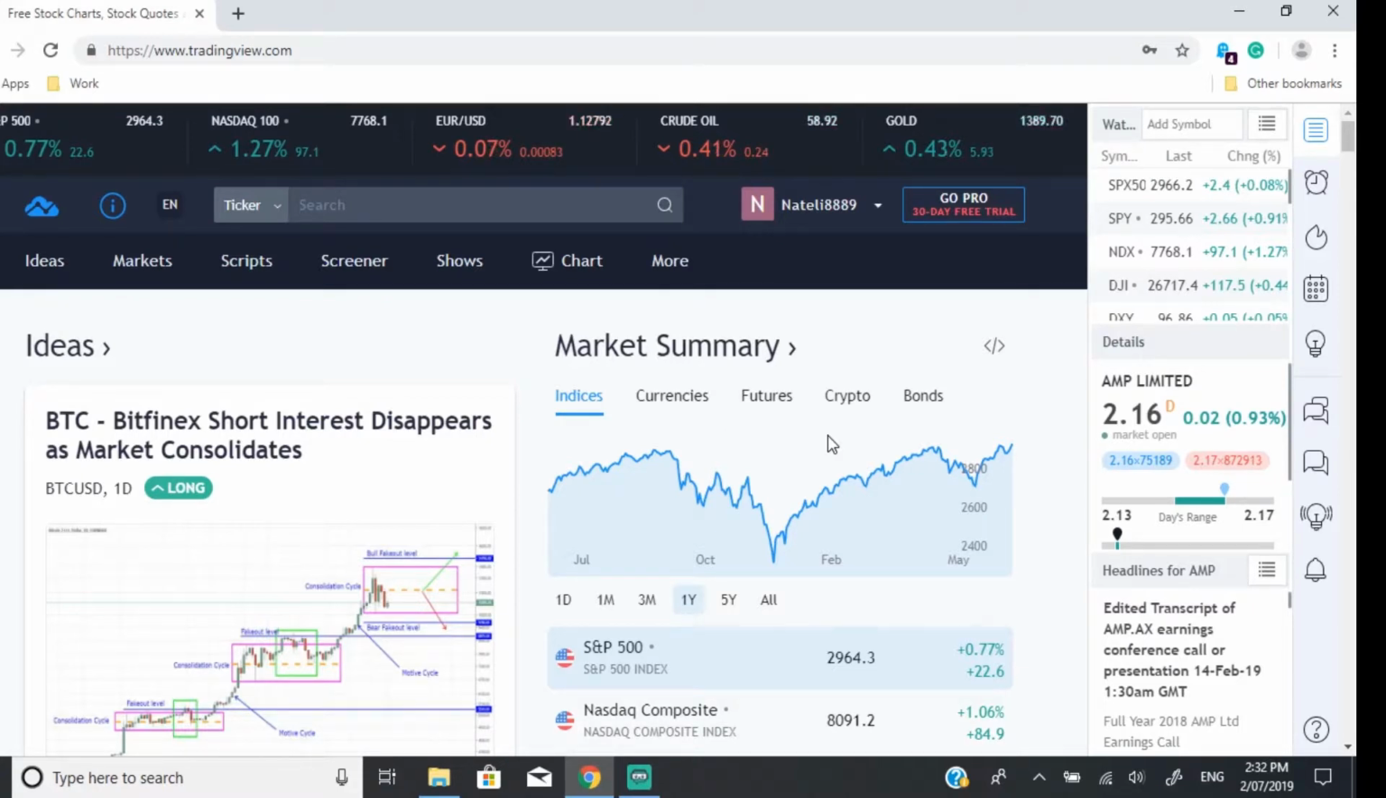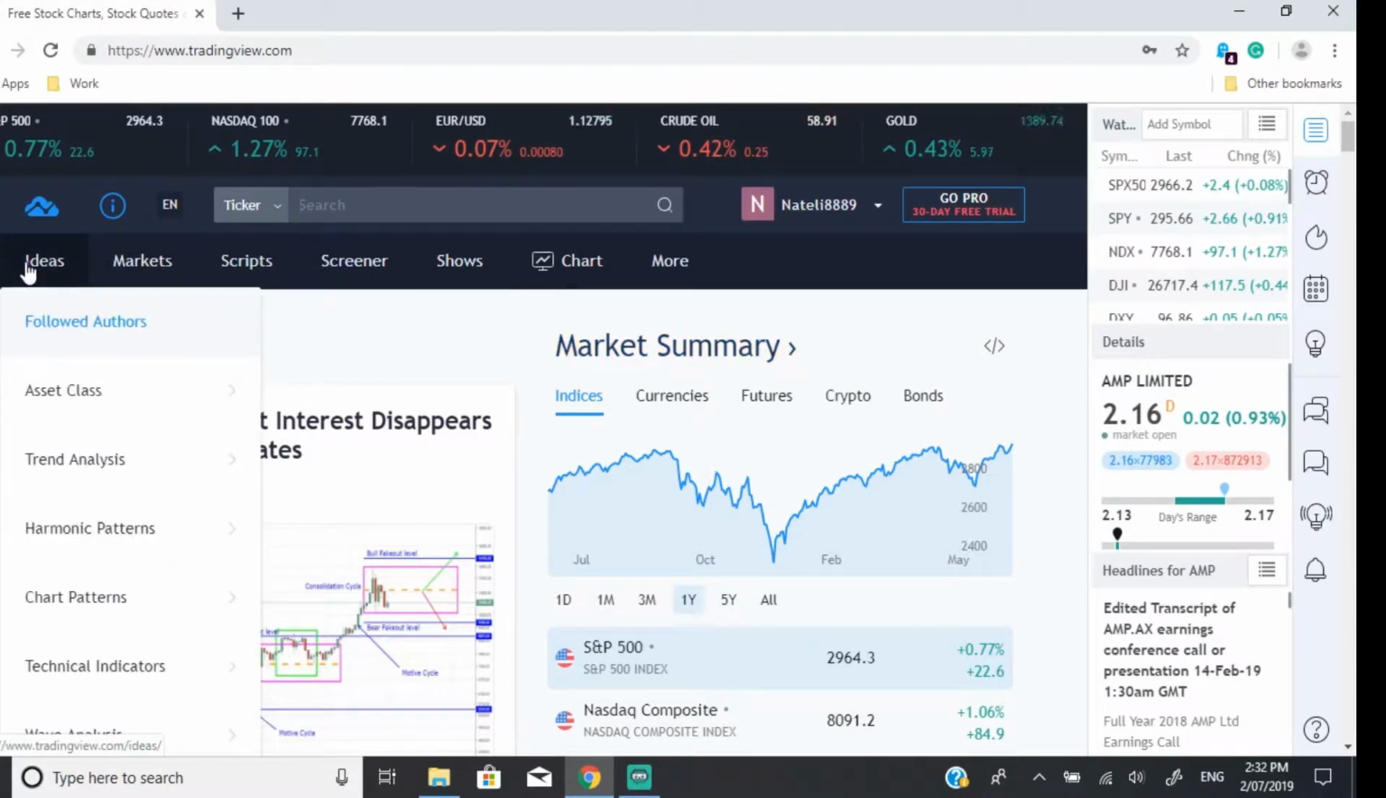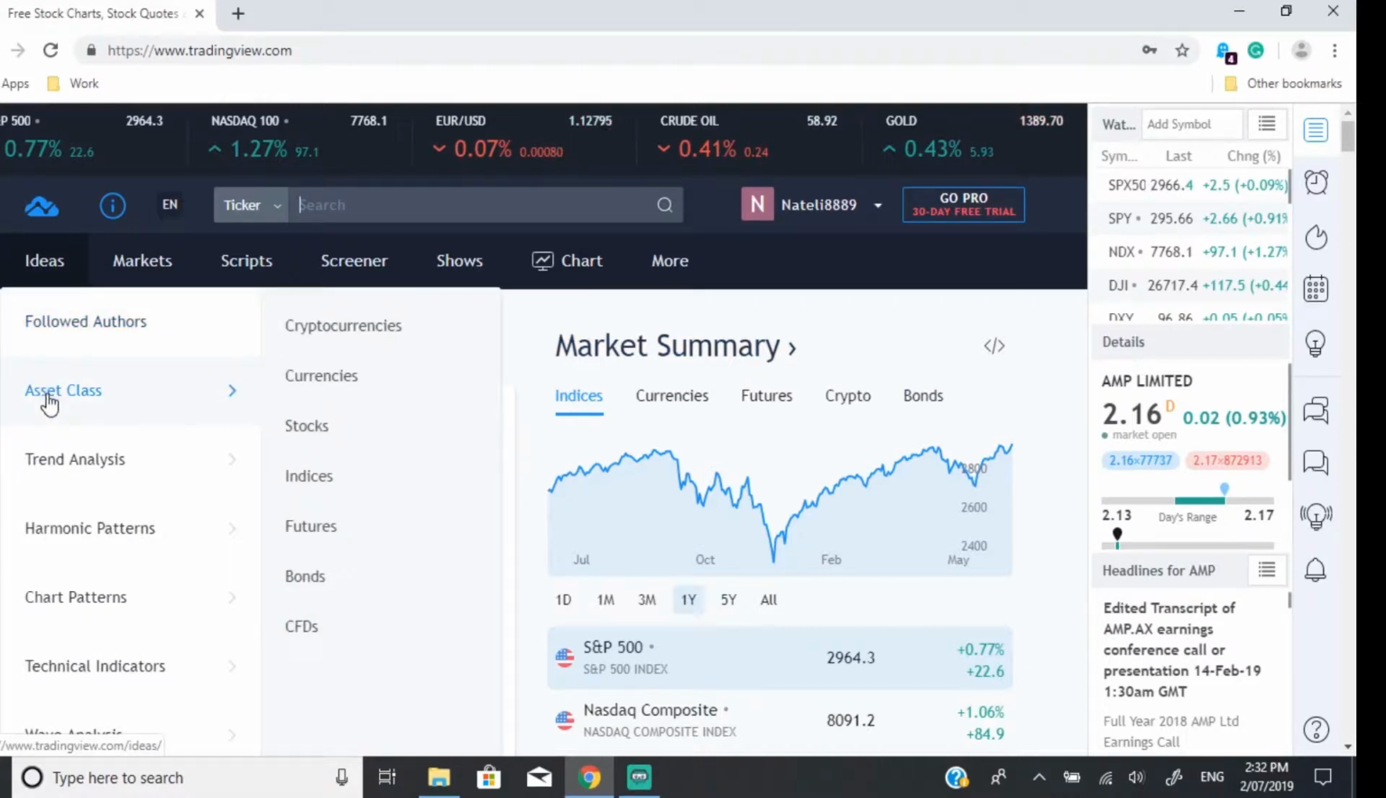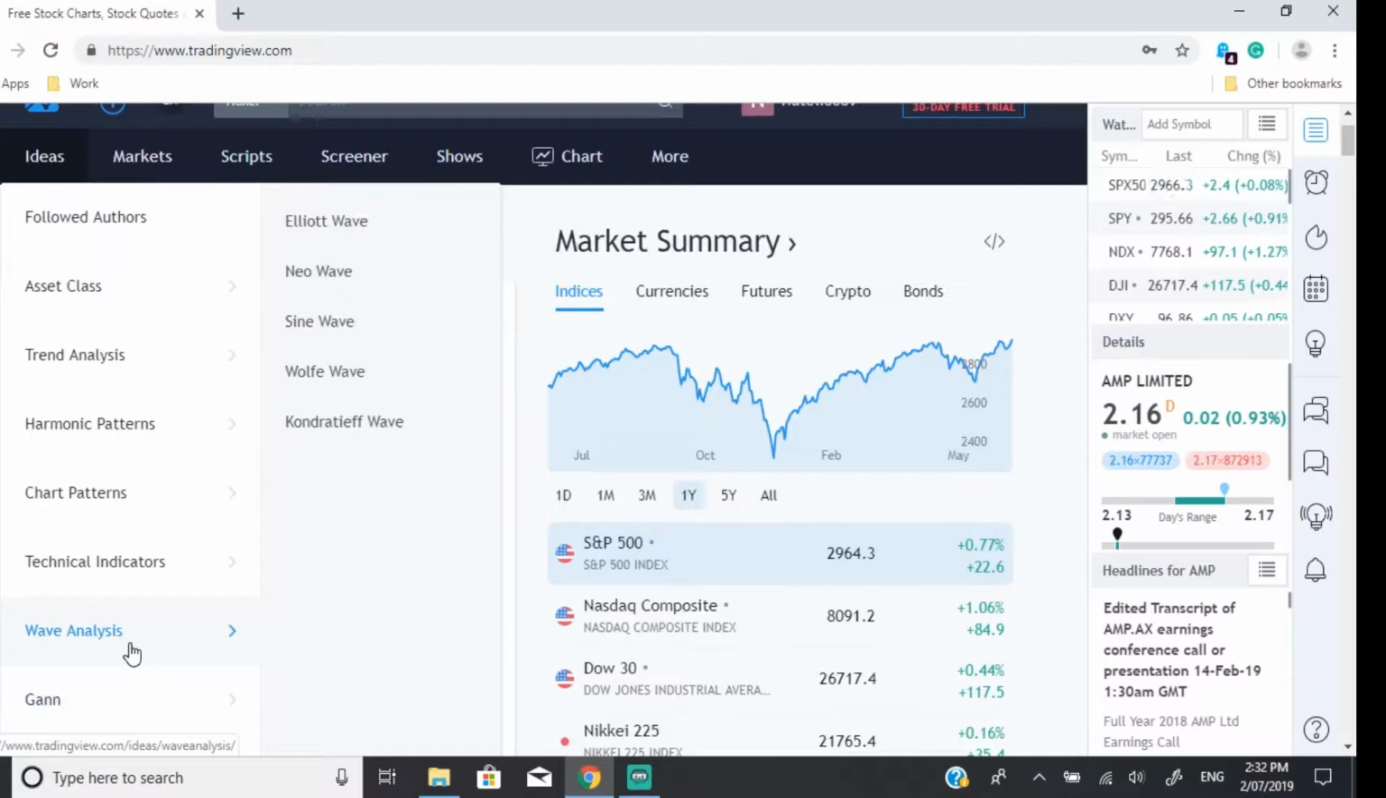It's really impressive. First thing first, on the right hand side, you've got a thing called ideas. People come up with ideas, you can follow different authors. You can also look at different types of asset class, different types of technical analysis. Harmonic timing patterns, chart patterns, technical indicators, wave analysis, Elliott wave. If you like to study Elliott wave, Gann is another great trader. So they are the different ideas.